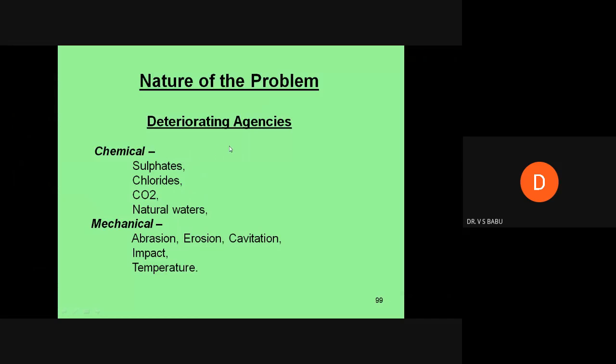What are the chemical agencies? The various deteriorating agencies are sulfates, that means sulfate attack; chlorides, that means chloride attack will start in the concrete; and CO2, that means carbonation will start. One beautiful day the entire structure can collapse, because the concrete members are attacked by sulfates, chlorides, carbonation, and naturally ingressing water, that means very hungry water. Some waters also attack the concrete and damage the structures. So the chemical and mechanical agencies are given in this slide.